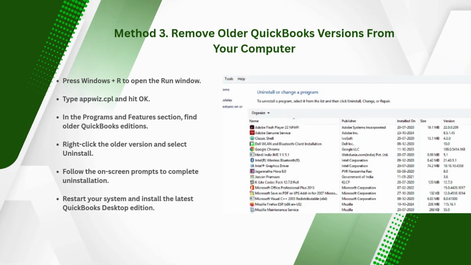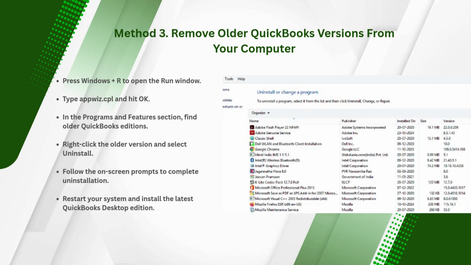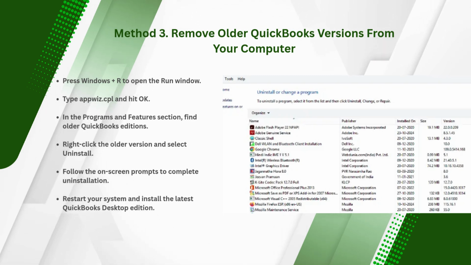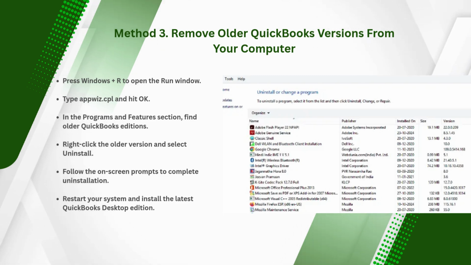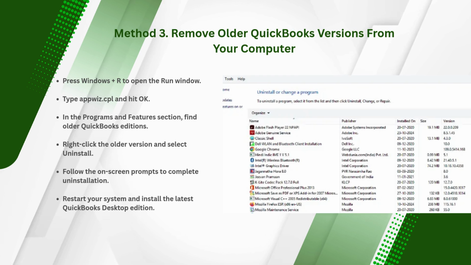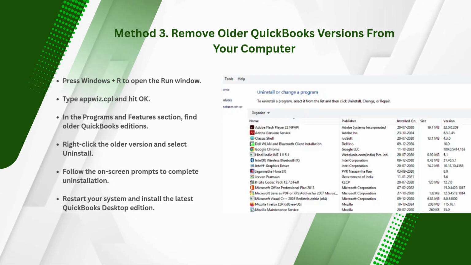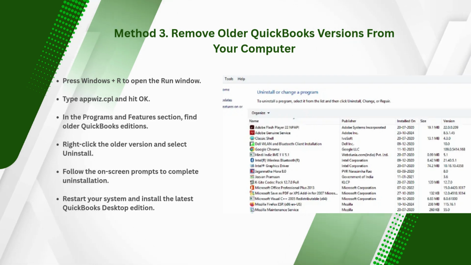Method 3. Remove older QuickBooks versions from your computer. 1. Press Windows + R to open the Run window. 2. Type appwiz.cpl and hit OK. 3. In the Programs and Features section, find older QuickBooks editions. 4. Right-click the older version and select Uninstall. 5. Follow the on-screen prompts to complete uninstallation. 6. Restart your system and install the latest QuickBooks Desktop edition.